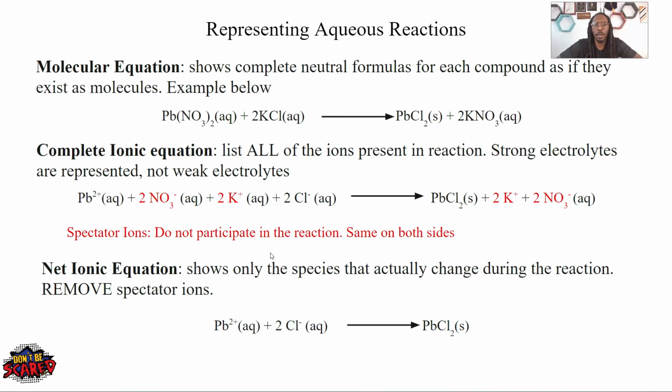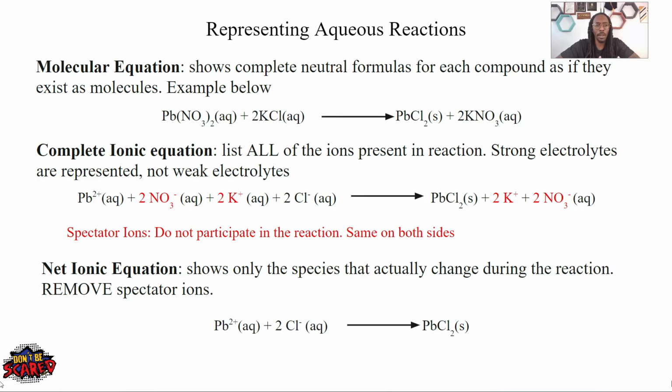Now, one thing I do want to talk about is spectator ions. Spectator ions are not going to participate in the reaction. So basically you're going to see these on both sides. In this case, our nitrates and potassiums are spectator ions. And like I said, you usually can tell a spectator ion if they're on both sides. Another way to tell if you have a spectator ion is to think about your net ionic equation. Your net ionic equation is basically only going to show your species that are actually changing during the reaction. So basically we're just going to have to get rid of those spectator ions.